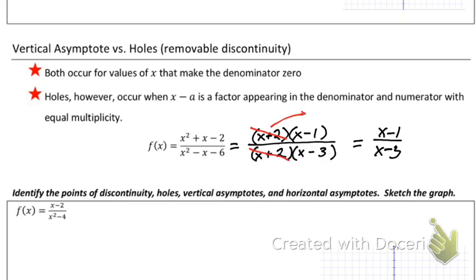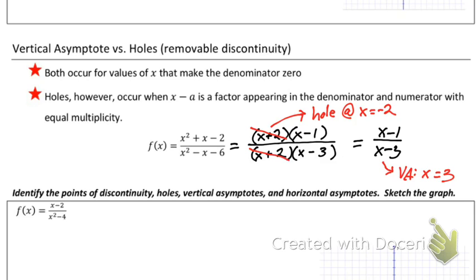So this was the case where I am allowed to rewrite this as x minus 1 over x minus 3. However, I do have to note there's a hole at x equals negative 2. But this right here leads me to my vertical asymptote is x equals 3. So I can get two things out of there from that.